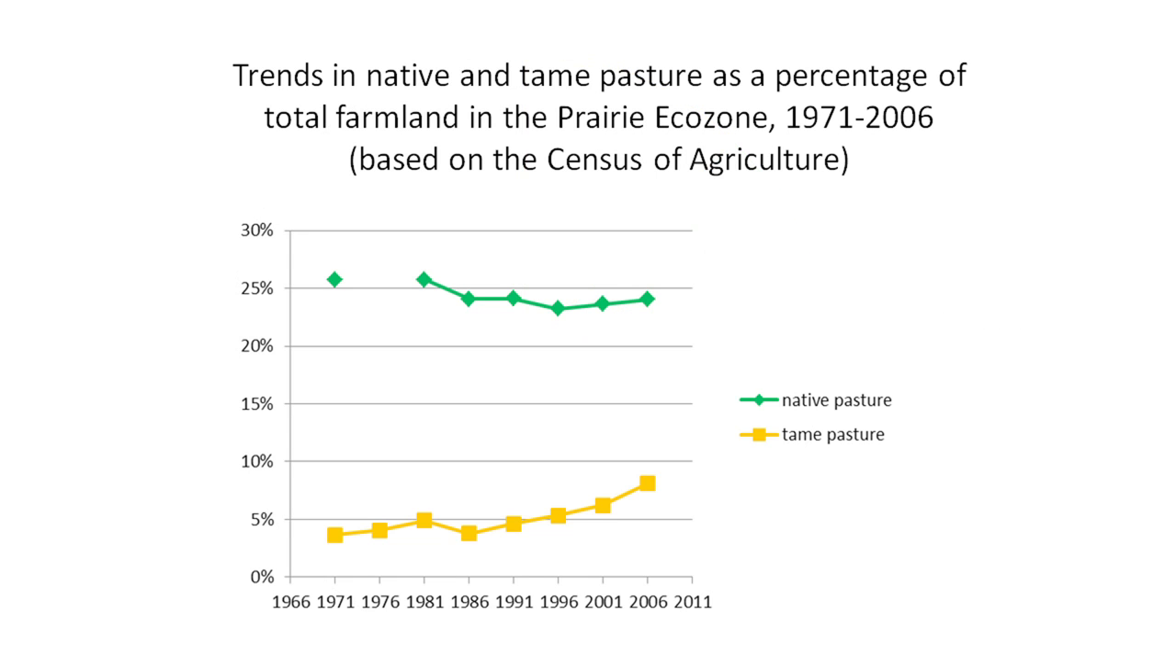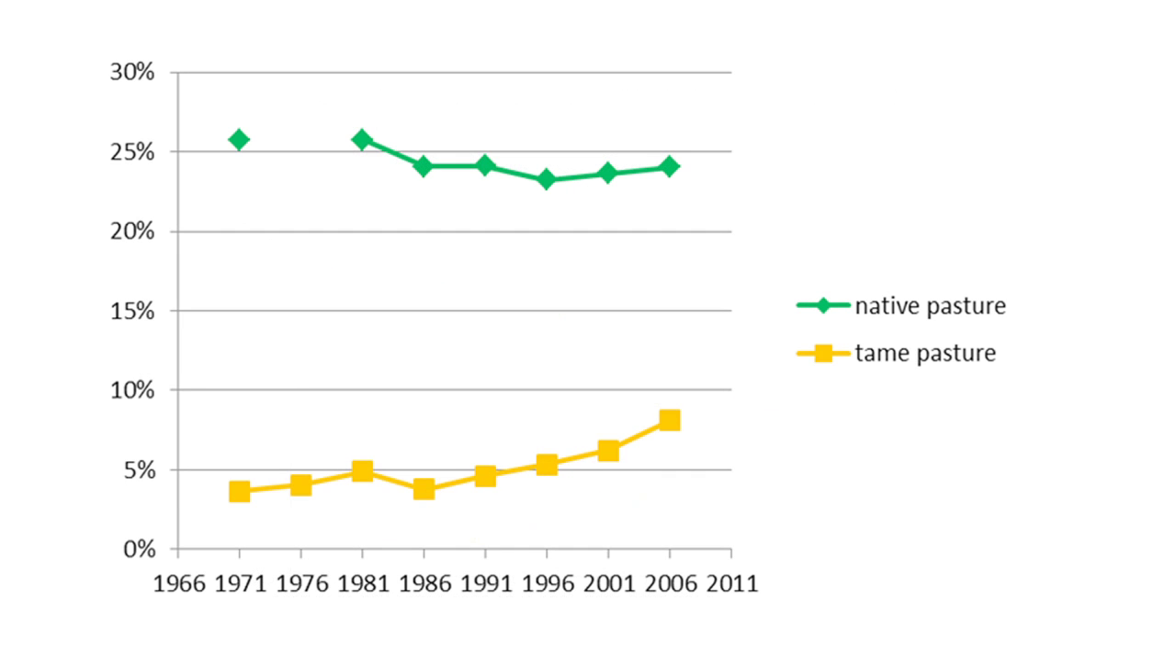Now, how has this changed over the years, right? Well, this is again from the Census of Agriculture, and the span is from 71 to 2006. And the green line here at the top is the trend from year to year in the percentage of farmland that's in native pasture. So it started out a little above 25% and ended up a little below 25%. So over that 35 years, it's a fairly small decrease. That's what it looks like from those data.